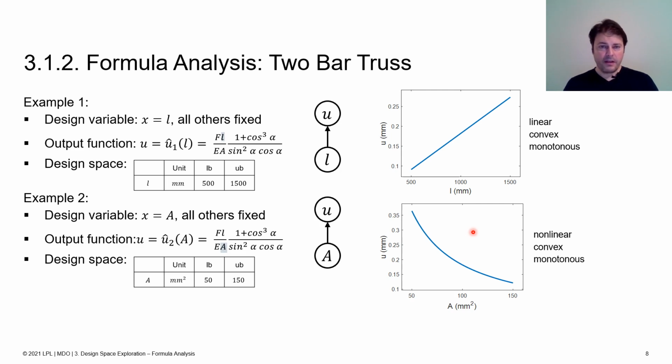That's simple. Let's look at another example. If we choose as a design variable A, then our problem is nonlinear. It is still convex, and it's monotonous because you can tell that it's always going downhill by the plot, but you can also tell by the formula. Here you can see that u as a function of A is a hyperbola, provided, of course, that you keep all the other design variables fixed.